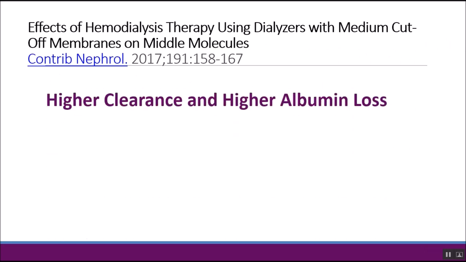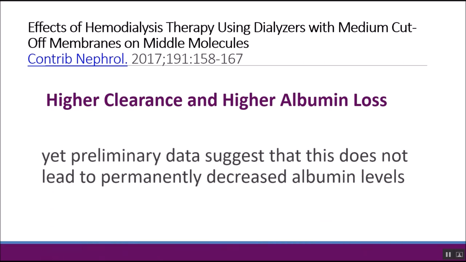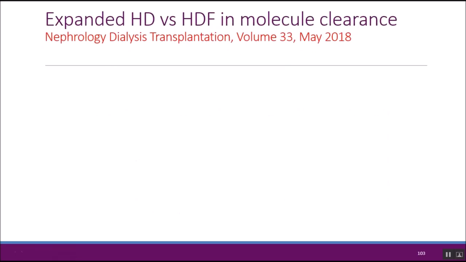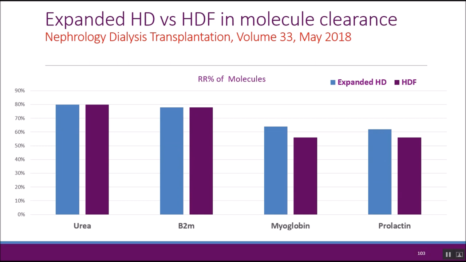Using hemodialysis with medium cut-off membranes, you have higher clearance and higher albumin loss. Compared to high flux hemodialysis and hemodiafiltration, medium cut-off can remove effectively as in hemodiafiltration, but at the expense of a few grams of albumin loss. For molecules beyond beta 2 microglobulin, expanded hemodialysis can remove myoglobin and above as effectively as hemodiafiltration.